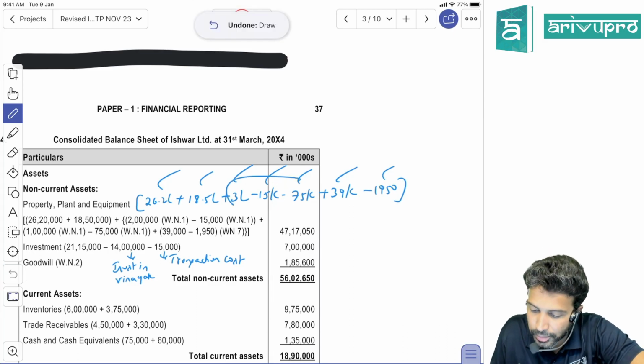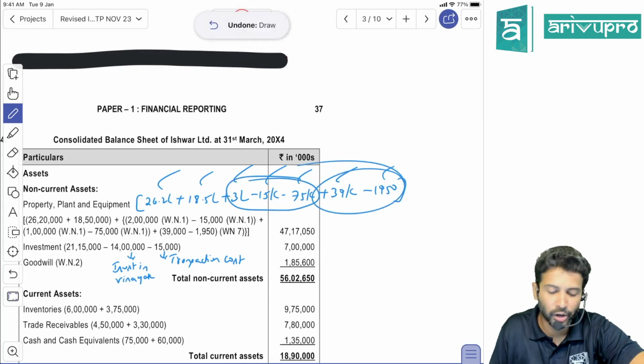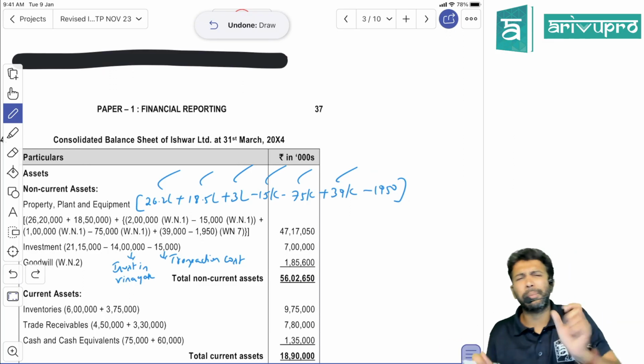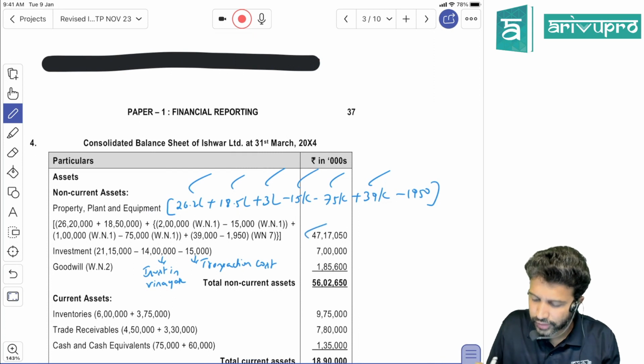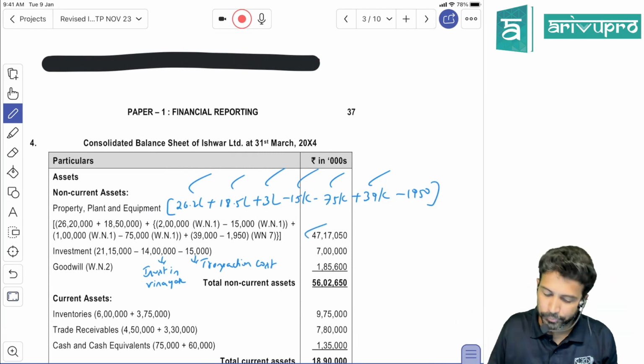In fact, all these numbers are there in your working note number 1. This is there in your working note number 7. Simply due to that impact, you need to tell whether PP increased or decreased. That's all. If you add all this, you will get 14,17,050. I've given the breakup.